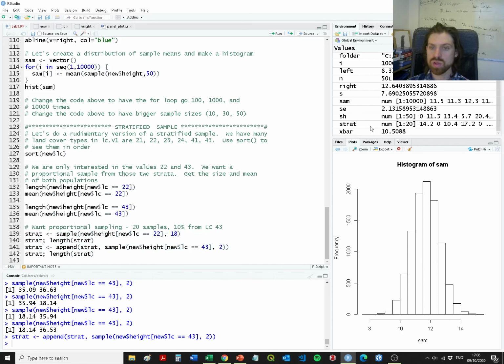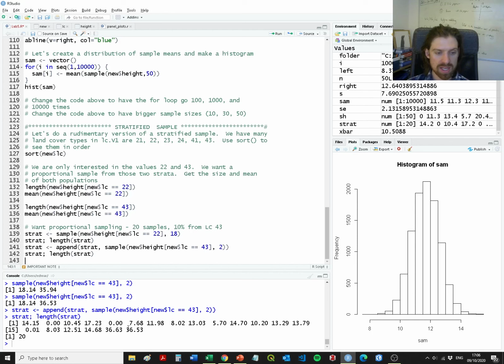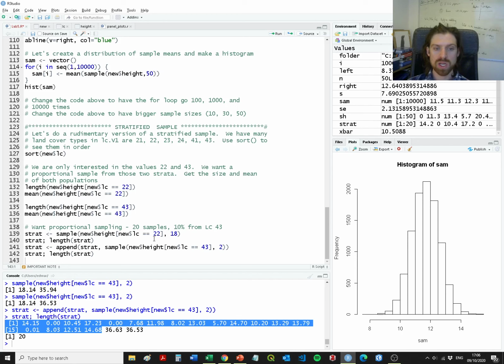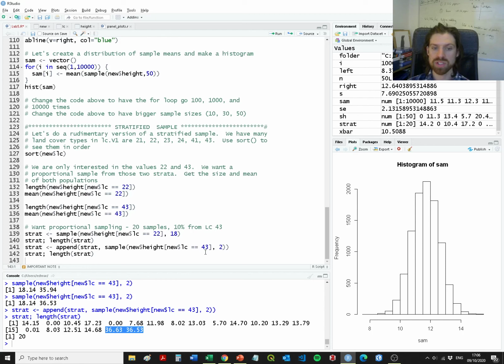So we've added it to the stratified sample. We now have 20 data values in here, which is great. Now let's print that. So essentially these first 18 values were from the land cover type 22, and these last 2 values were from the land cover type 43. If 43 was mountains, then maybe that would make sense because these have higher values here, so maybe they've gone up the landscape slightly more. And then for the whole number of values that we have in our sample, we have 20, which was our aim, to take 20 samples.